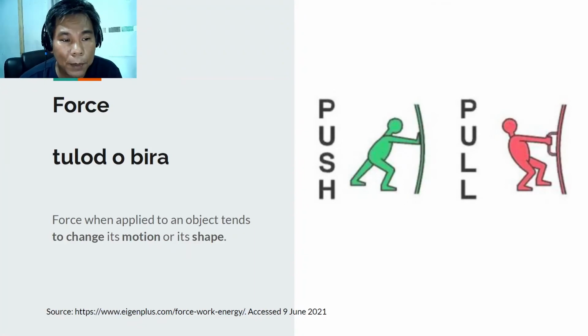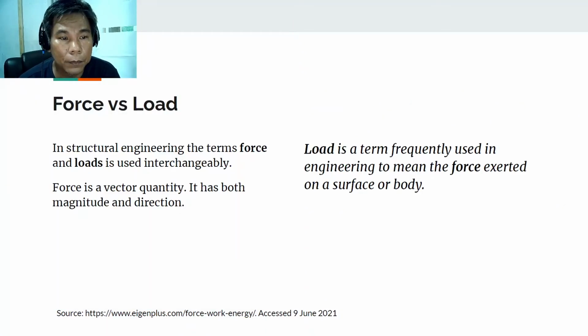Force can be a push or a pull. When applied to an object, force tends to change its motion or its shape, as you can see in the picture. In structural engineering, the terms force and load are used interchangeably. Force is a vector quantity, so it has both magnitude and direction. Load is a term frequently used in engineering to mean the force exerted on a surface or body.